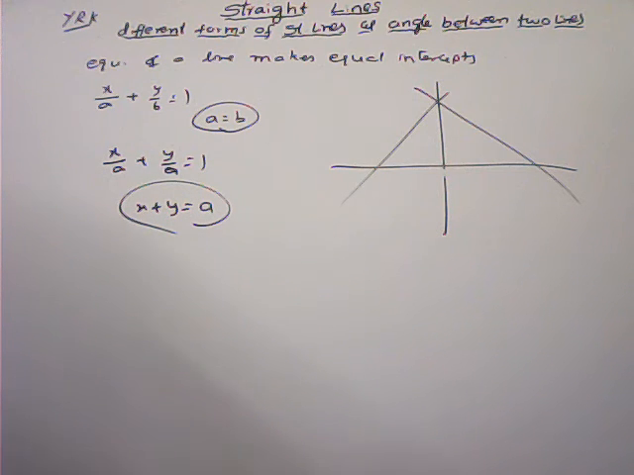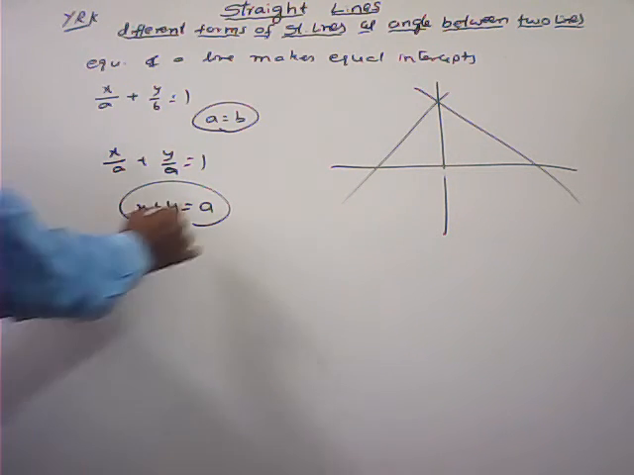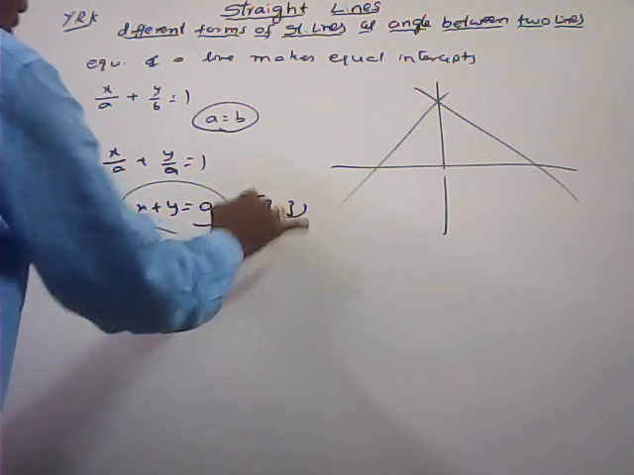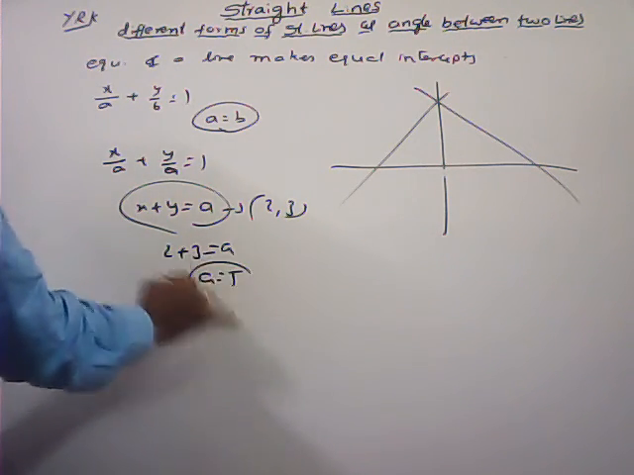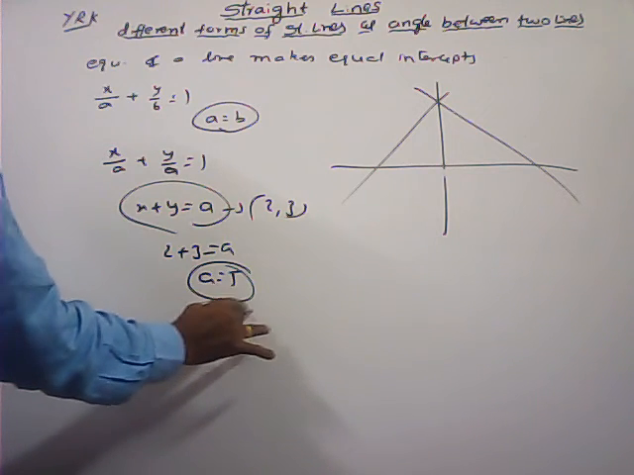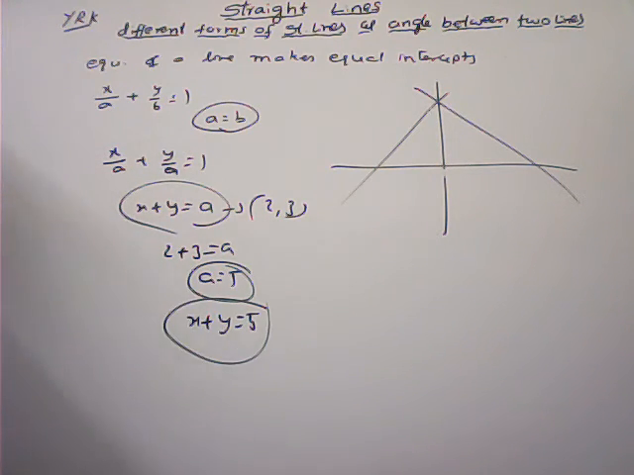That line makes equal intercepts on both the coordinate axes. So here we can write x plus y is equals to a. And if that line passes through, for example, the point 2, 3, 2 plus 3 is equals to a, we are getting 5. So x plus y is equals to 5, that is the equation of the line, and it makes equal intercepts. If you want, you can check that one.